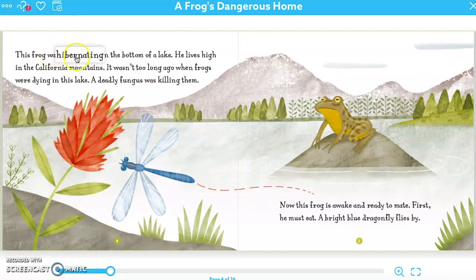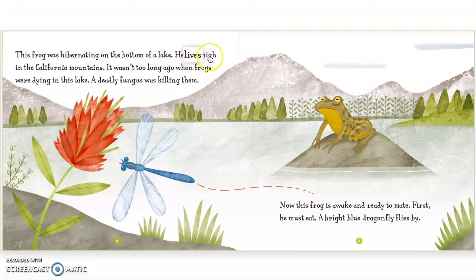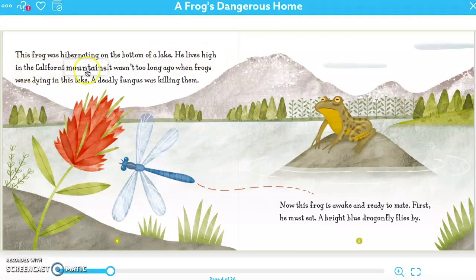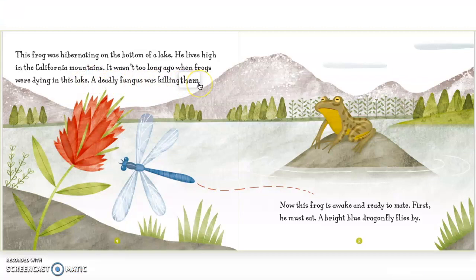This frog was hibernating on the bottom of a lake. He lives high in the California mountains. It wasn't too long ago when frogs were dying in this lake. I wonder why the frogs are dying. A deadly fungus was killing them. What was killing them? A deadly fungus? I'm not sure what a fungus is.